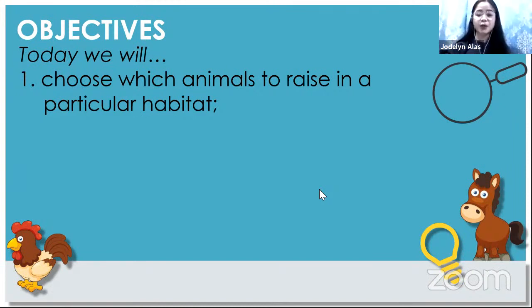So today we will, okay, Julian. Today, we will choose which animals to raise in a particular habitat. Very good. Let's have another one.